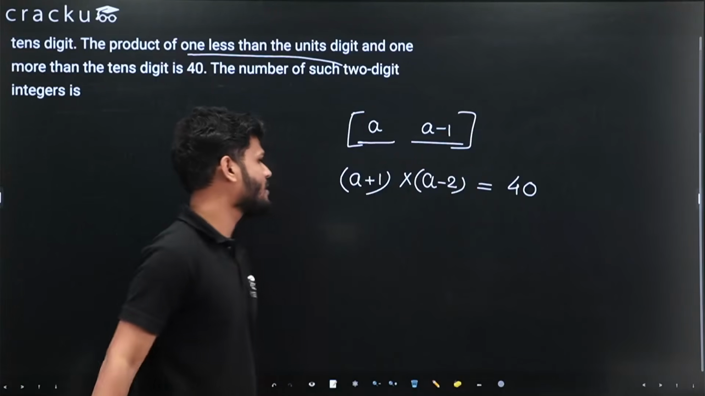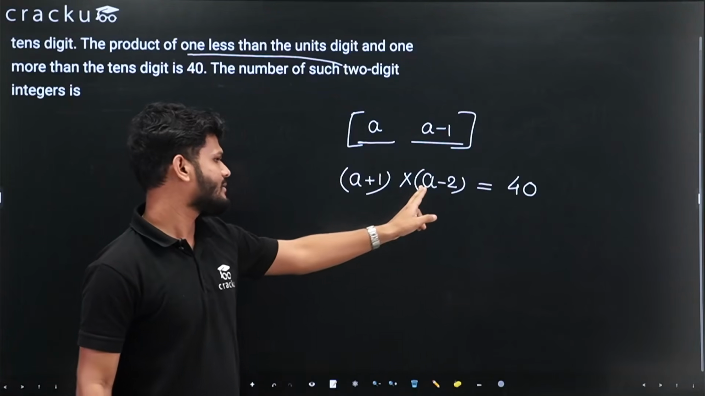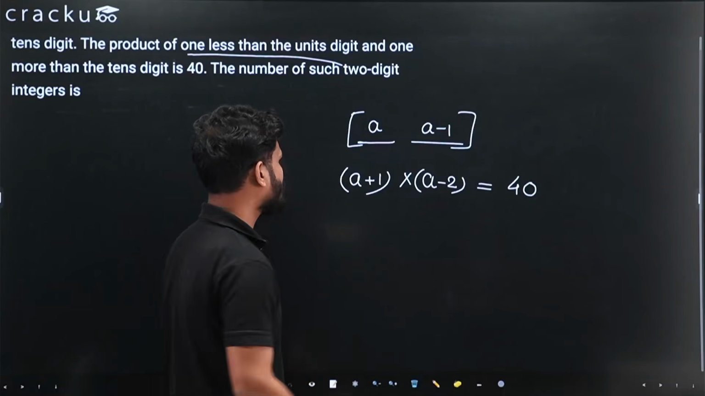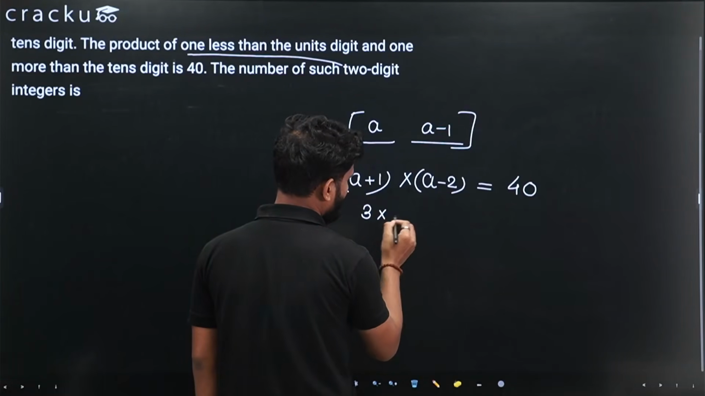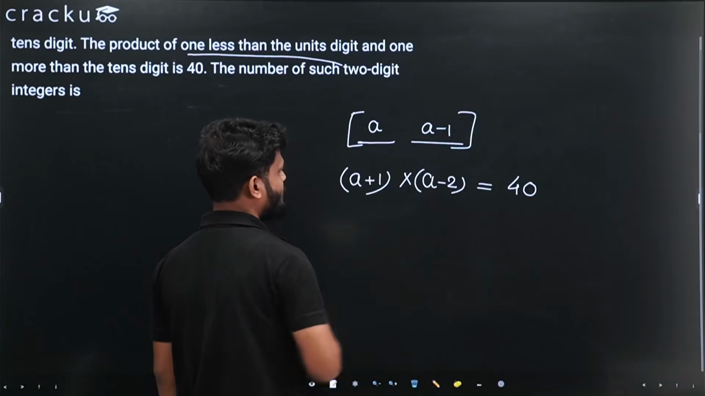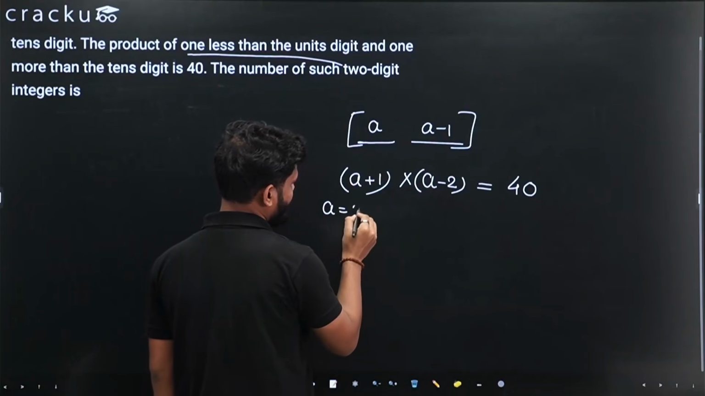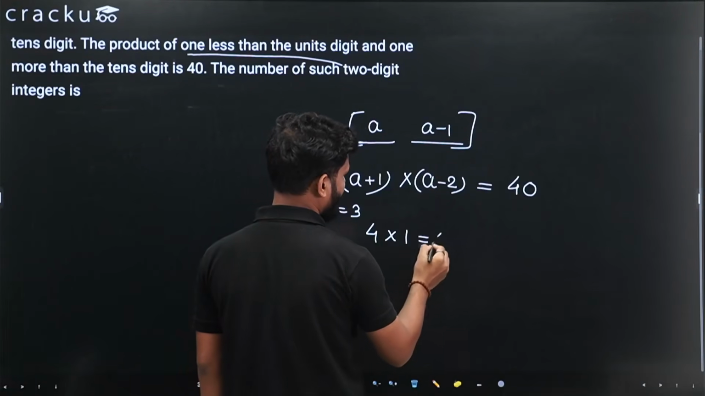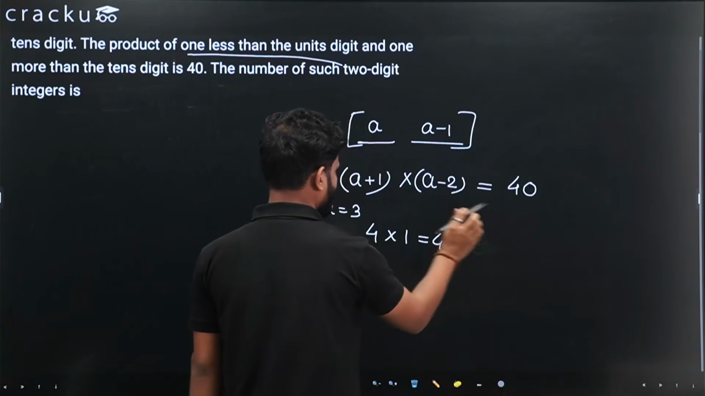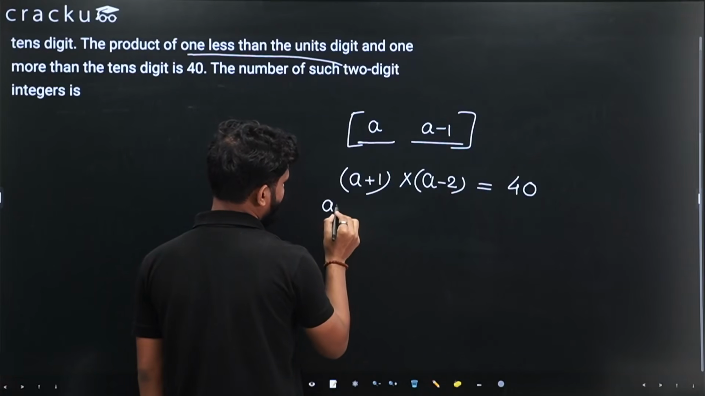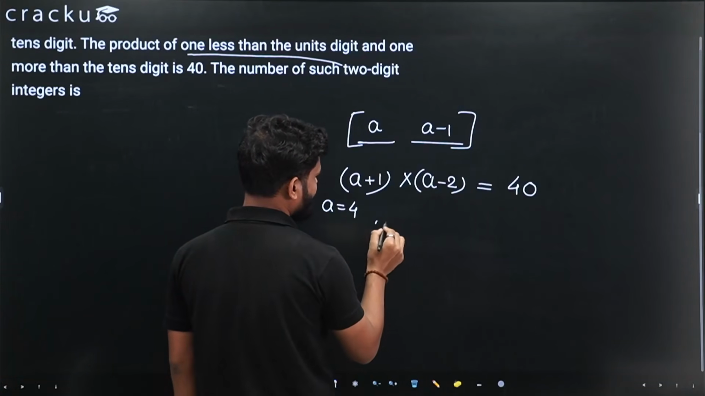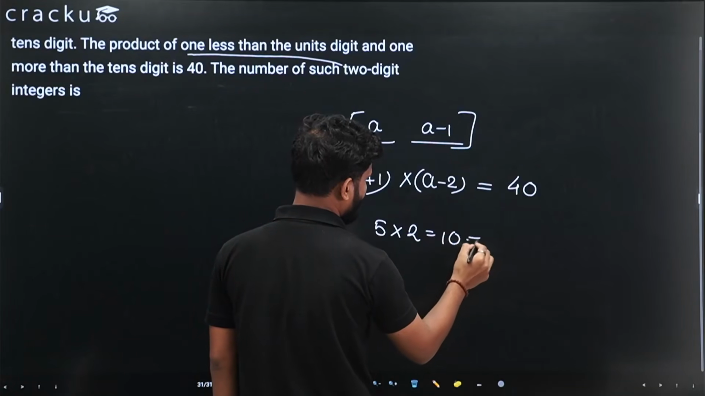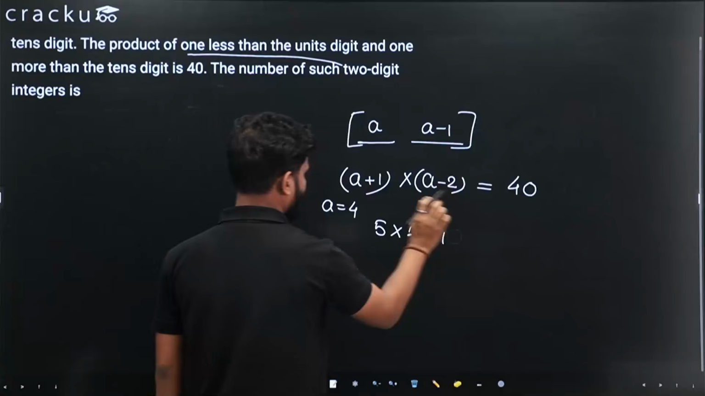If you put a is equal to 1, this will be negative. So a cannot be 1. If you put a is equal to 2, this will be 3 into 0, which is 0, not equal to 40. If you put a is equal to 3, it will be 4 into 3 minus 2 is 1, which is 4, not equal to 40. So a is not equal to 3 as well. If you put a is equal to 4, 4 plus 1 will be 5, 4 minus 2 will be 2, it will be 10, which is not equal to 40. So a cannot be 4 also.